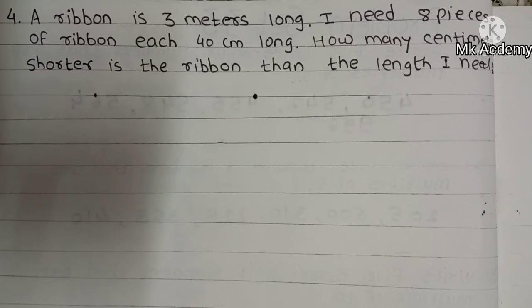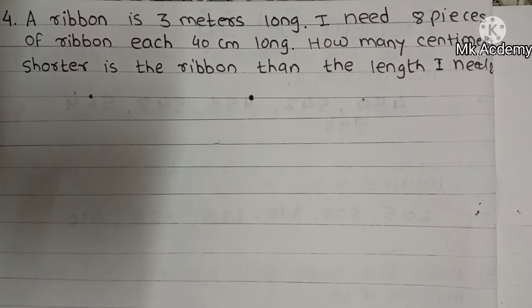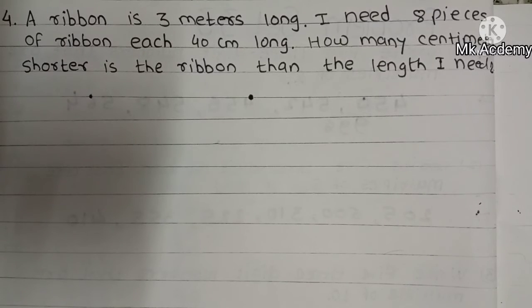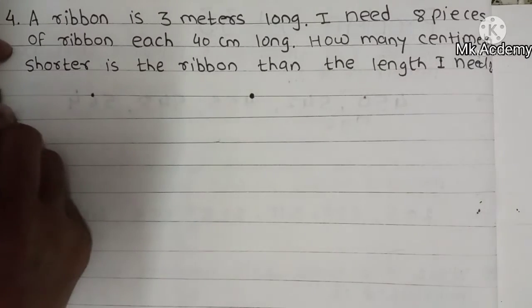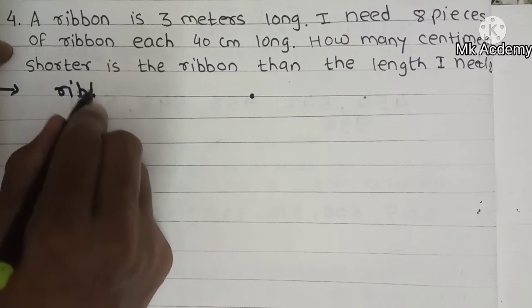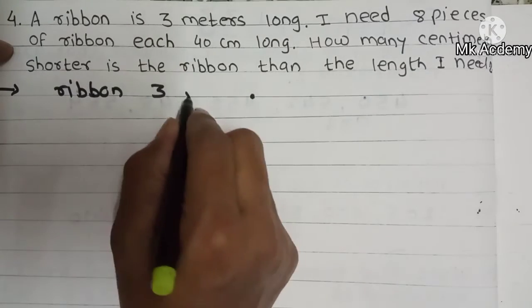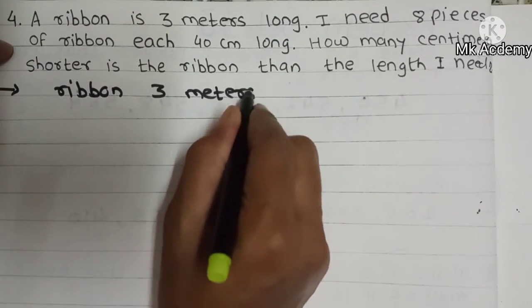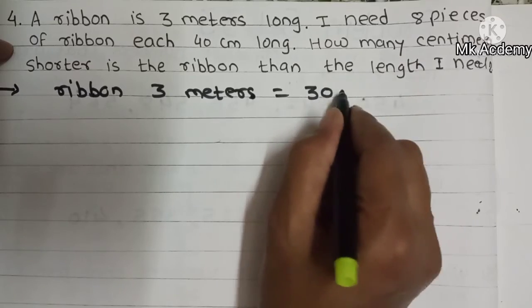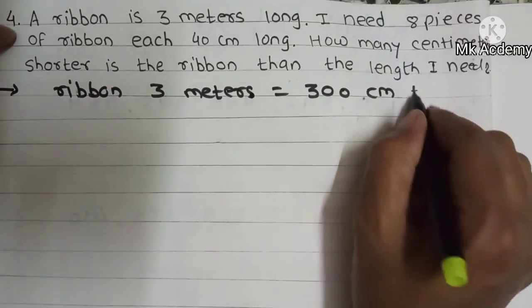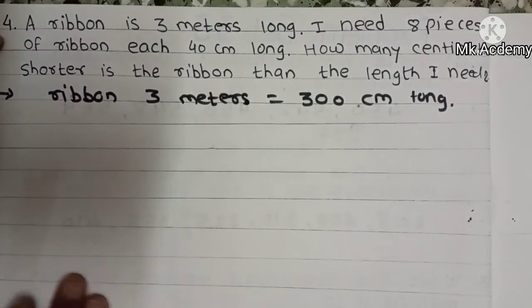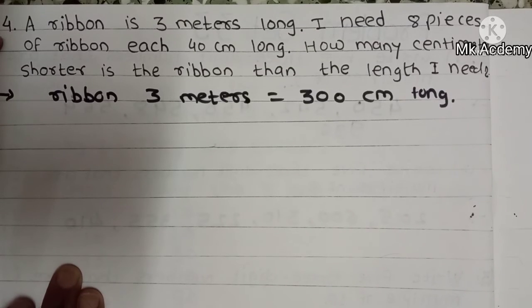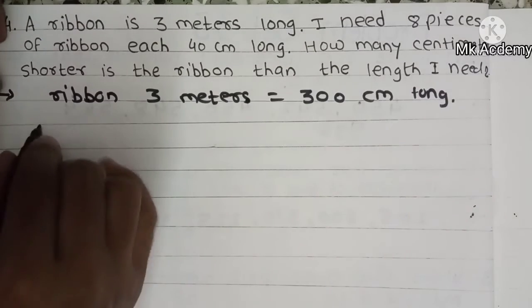Question number 4. A ribbon is 3 meters long. I need 8 pieces of ribbon, each 40 centimeters long. How many centimeters shorter is the ribbon than the length I need? Now we are given a ribbon 3 meters long. 3 meters means 300 centimeters long. I need 8 pieces of ribbon, each 40 centimeters long.